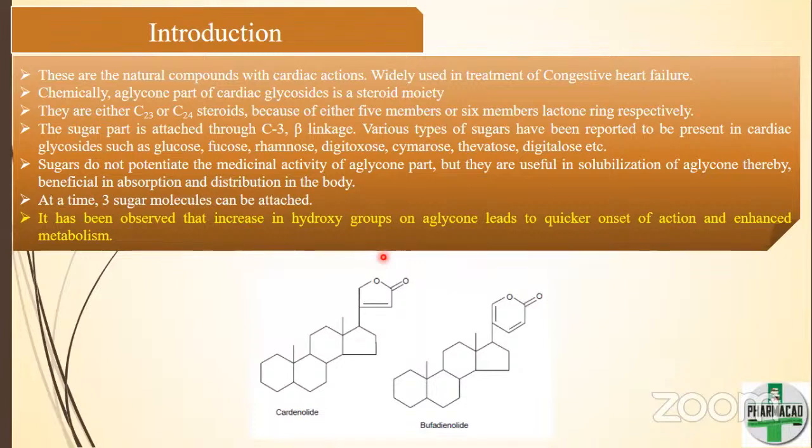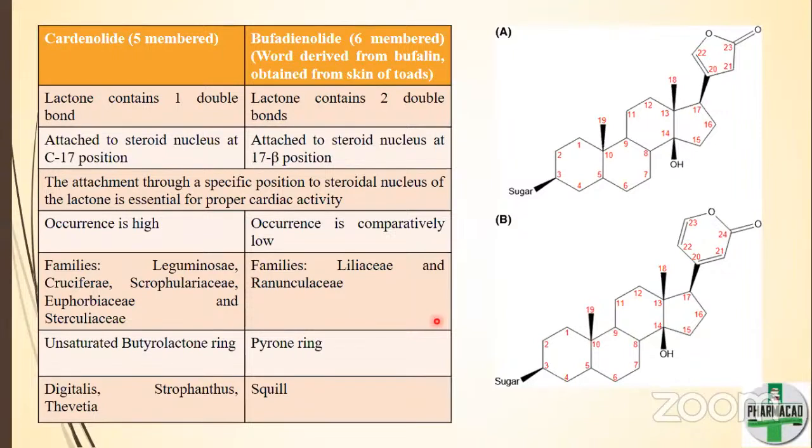So let's continue. Till now I had discussed the glycone part and the steroidal ring present in the cardiac glycoside. There are two rings that we saw: one is cardenolide and the other is bufadienolide. Cardenolide is C23, whereas bufadienolide is C24. What is the difference? One has a five-membered lactone ring and the other a six-membered lactone ring. That is the only difference.